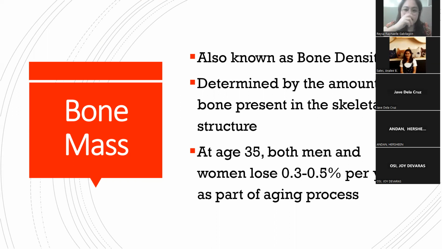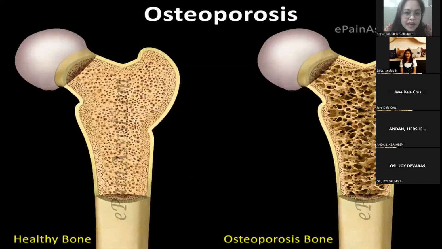So anong ibig sabihin yan? The bone mass is actually determined by the amount of bone na present doon sa skeletal structure mismo. So kagaya nito, this is the whole skeletal structure. The bone is still intact and you have the bone density inside. Marami talagang bones dyan. Okay, sa skeletal structure. Talagang buo siya, maraming minerals.